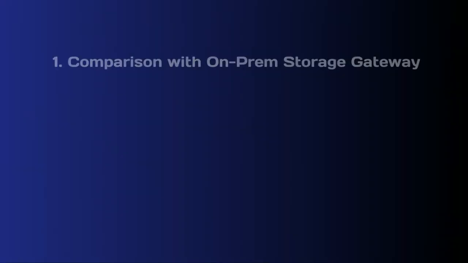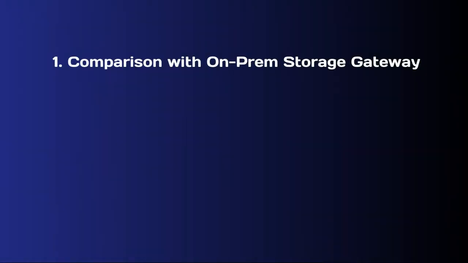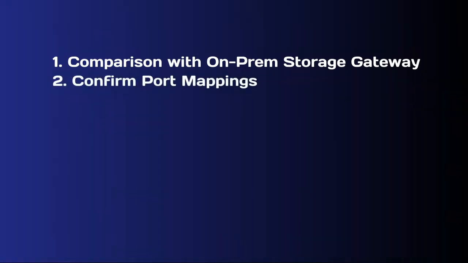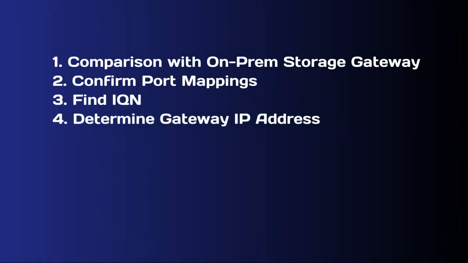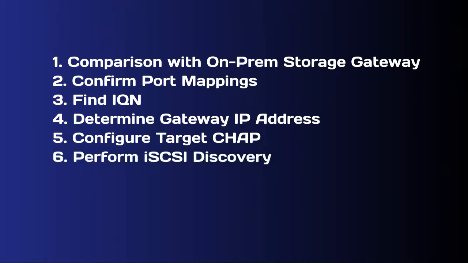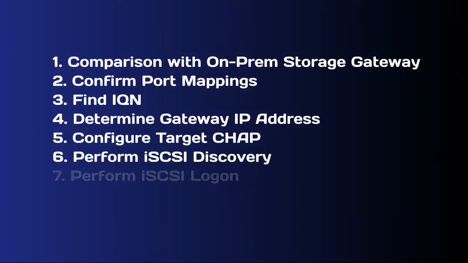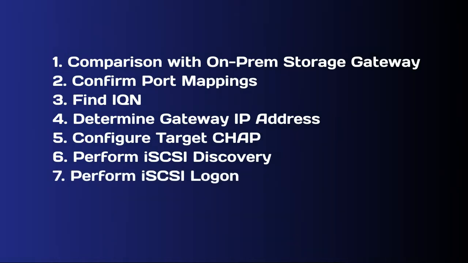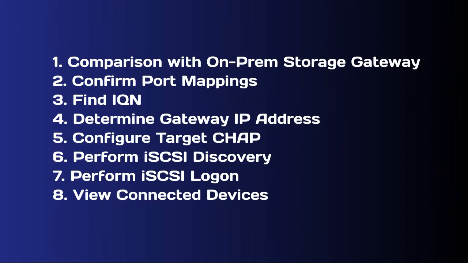This video will cover the advantages of using WANrockIT to connect to a storage gateway versus deploying a gateway on-prem, confirming your node's iSCSI port mappings, finding your node's iSCSI IQN, determining the IP address of the storage gateway to connect to, configuring CHAP authentication for a storage gateway target, performing an iSCSI discovery on the storage gateway, logging on to a target, and finally, viewing devices connected to a node.